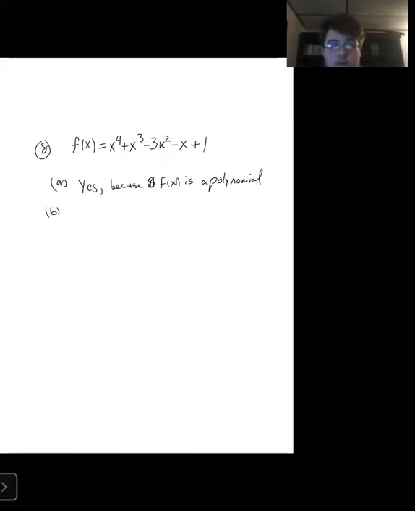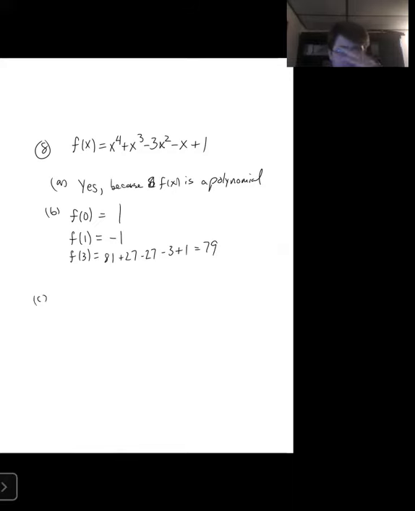B, find f of 0, f of 1, and f of 3. Without using a calculator should be assumed, but just to hammer it in there, you shouldn't use a calculator. F of 0, 0 plus 0 minus 0 minus 0 plus 1 is 1. F of 1, 1 plus 1 minus 3 minus 1 plus 1, what's that? Negative 1. F of 3 is 81 plus 27 minus 27, minus 3 plus 1. 27's cancel, equals 79. Great.